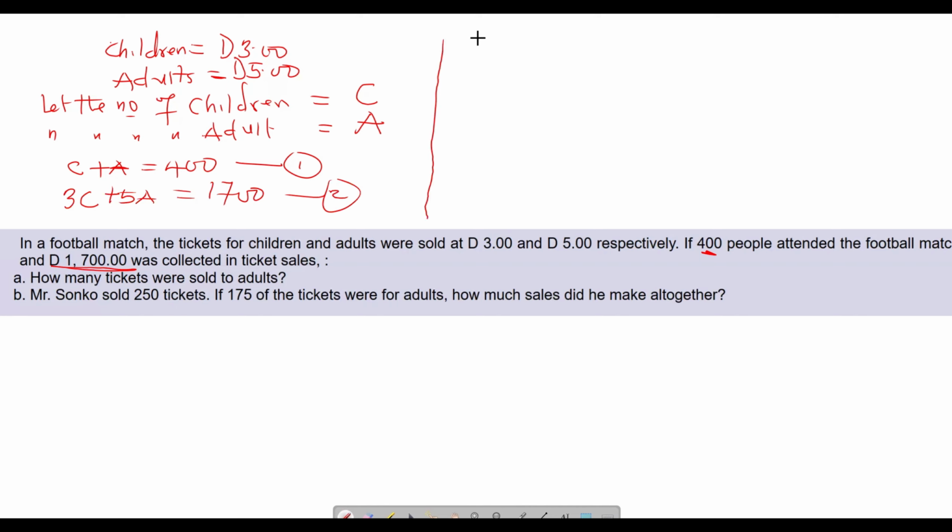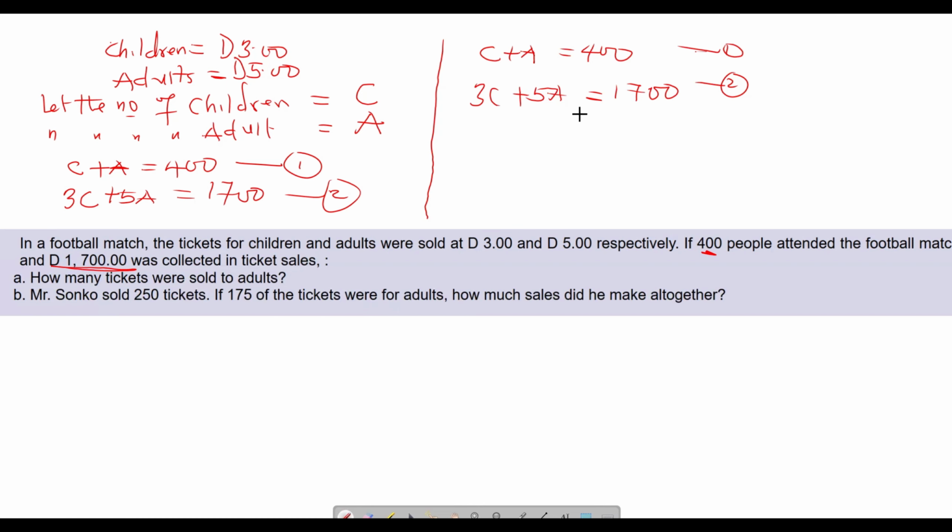Now, because I've used substitution the other time, let me use elimination here. It says C plus A equals 400, and 3C plus 5A equals 1,700. This is equation 1 and this is equation 2. Please don't let us forget, if you want to use the elimination method, the first thing is to decide which variable you want to eliminate. And once you decide that, check the coefficient of the variable in the two equations. Are they equal? If they are not equal, make them equal. And the third thing you look at is, what are the signs in front of those variables? If the signs are the same, you can eliminate by subtraction. But if the signs are opposite, you can eliminate by addition.